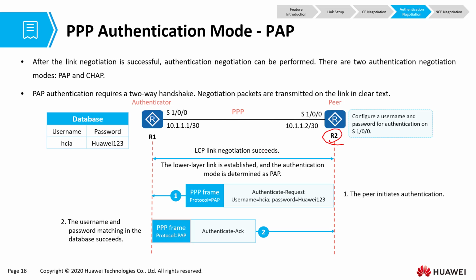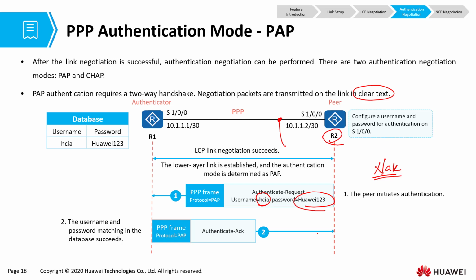In other words, if they match, the authenticator will return an authenticate acknowledge packet indicating that authentication is successful. And if they don't match, the authenticator will return an authenticate NAC packet indicating that authentication is unsuccessful. That is for password authentication protocol. Again, I've mentioned the authentication messages are sent in clear text, meaning if someone taps right here and uses a packet sniffer and captures packets, they are able to see your username and password exactly the way you typed them.